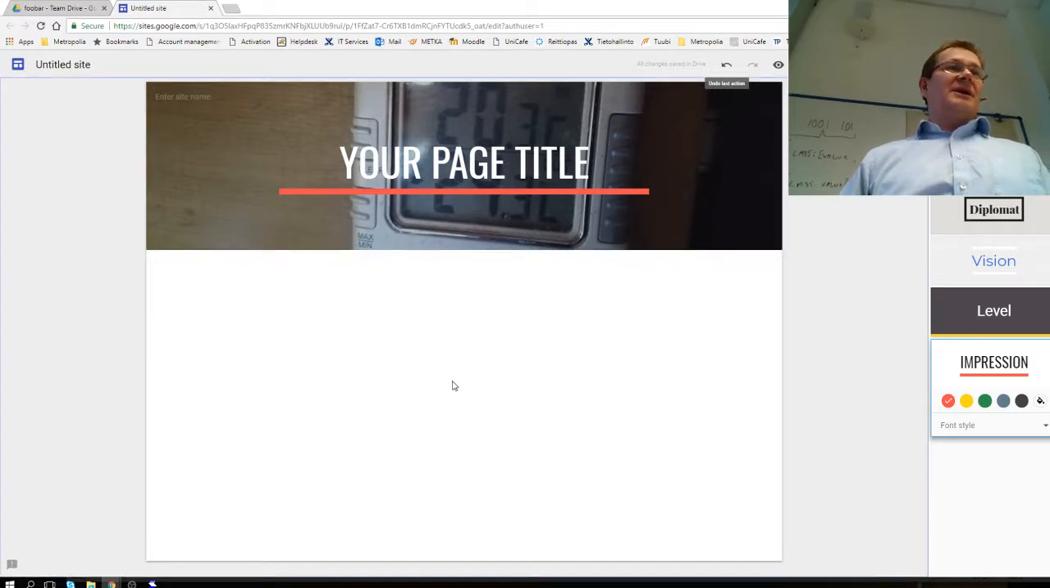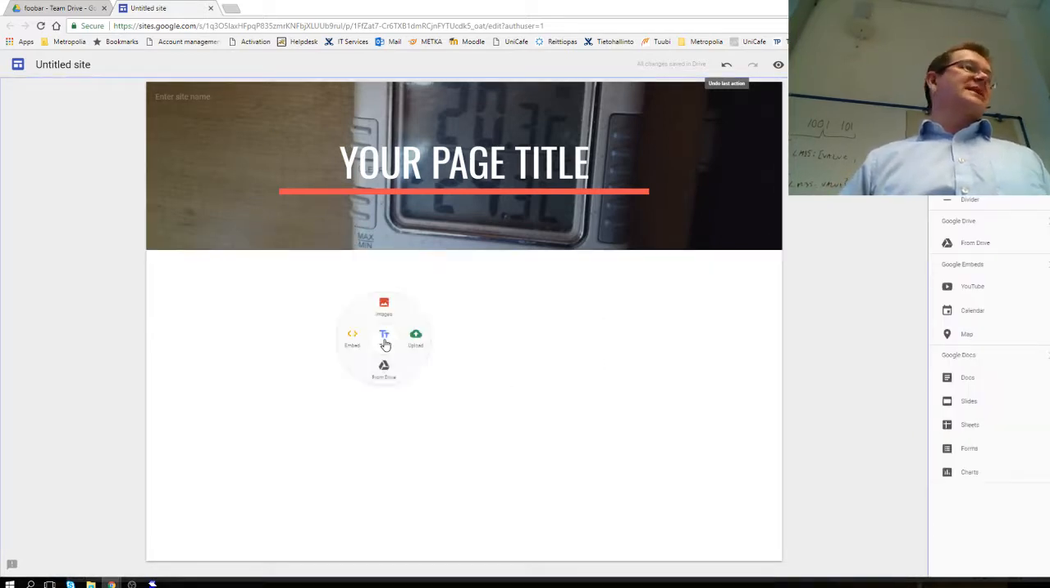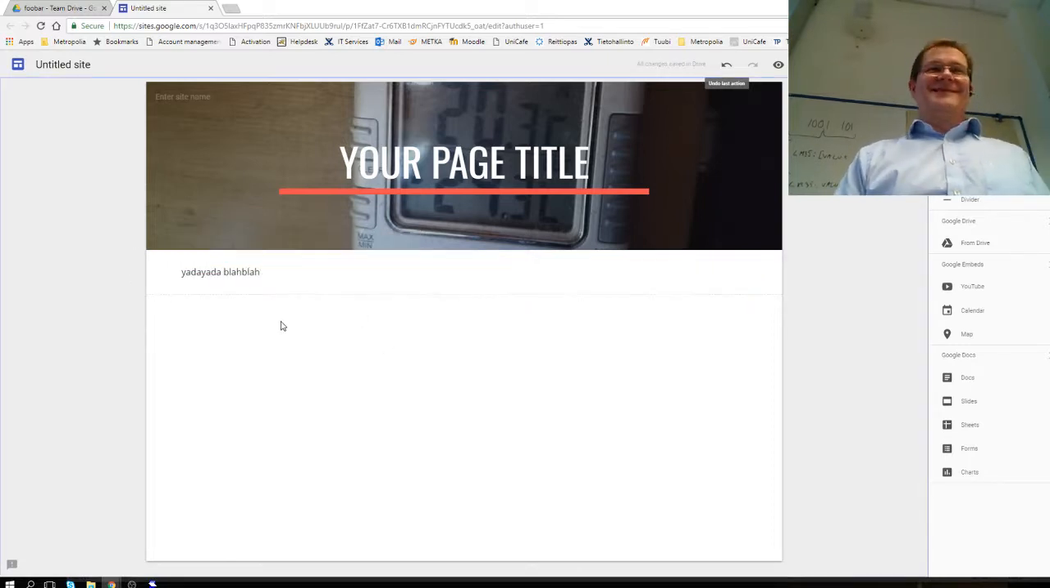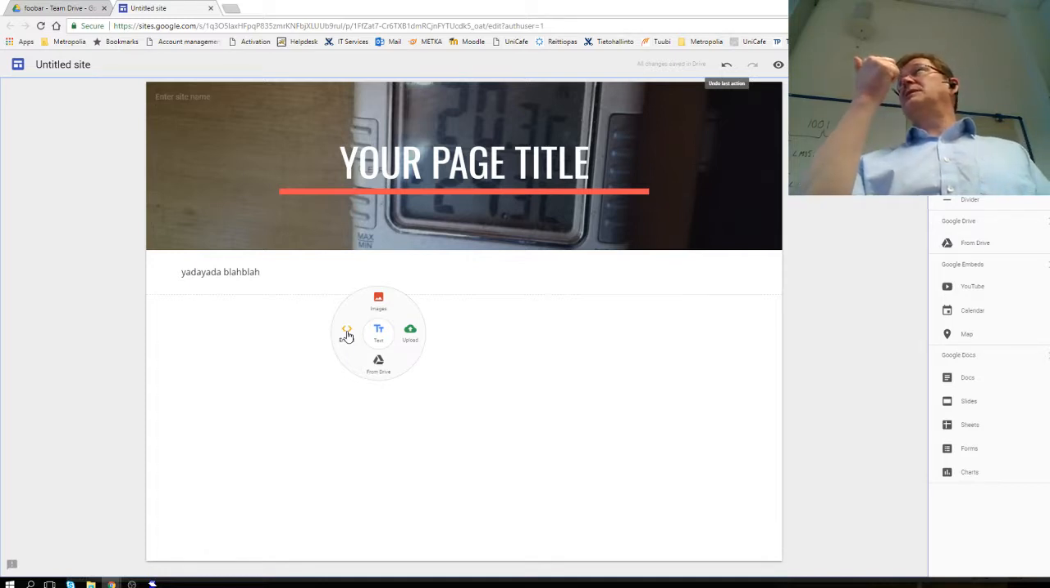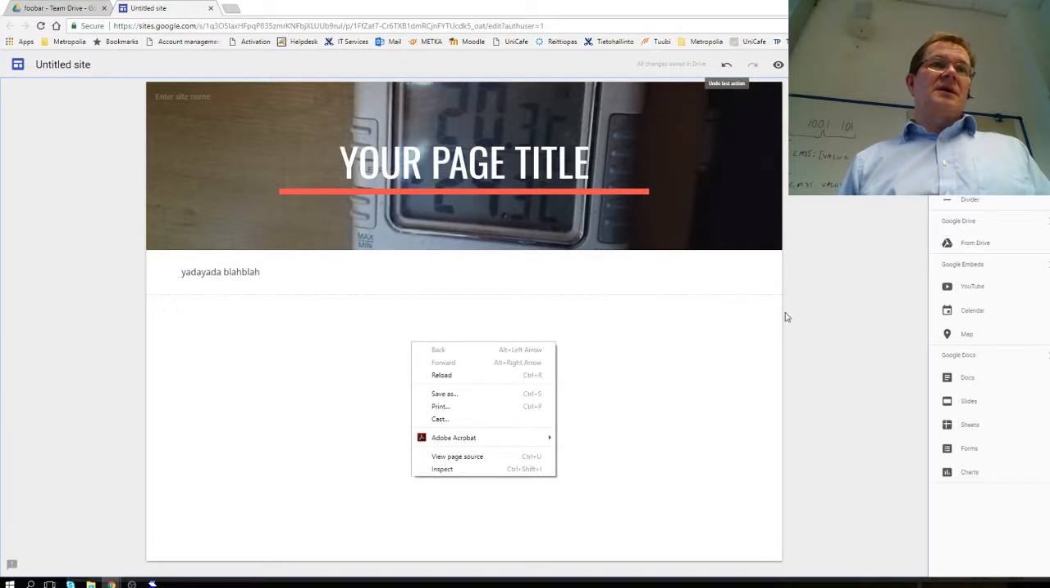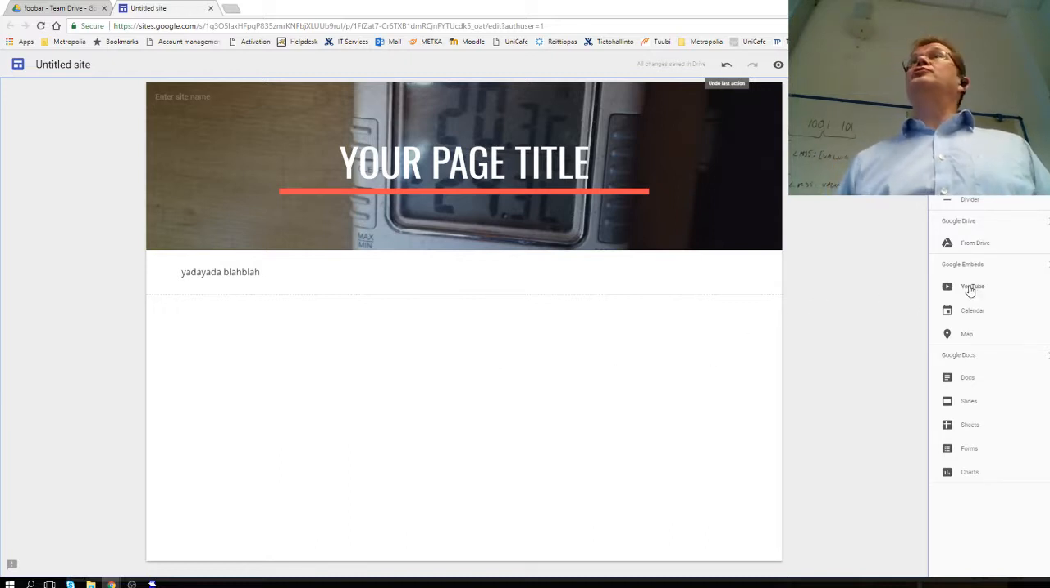And here basically, well, you can just add text. Yada, yada, blah, blah. All right, you can add more images, embed actually any code, or you can, for example, embed the Google Maps, and that's the embed code there, or add parts from Drive. You can also, okay, add YouTube videos.